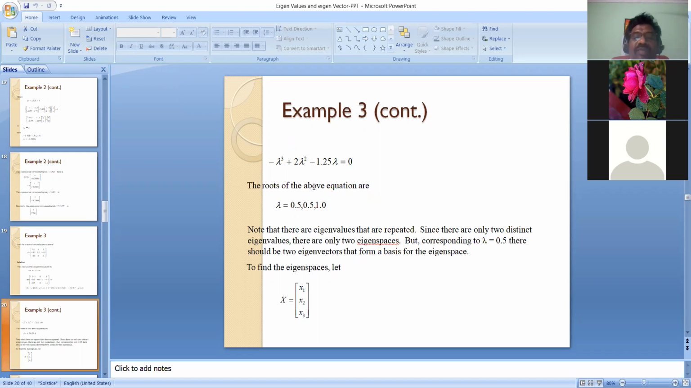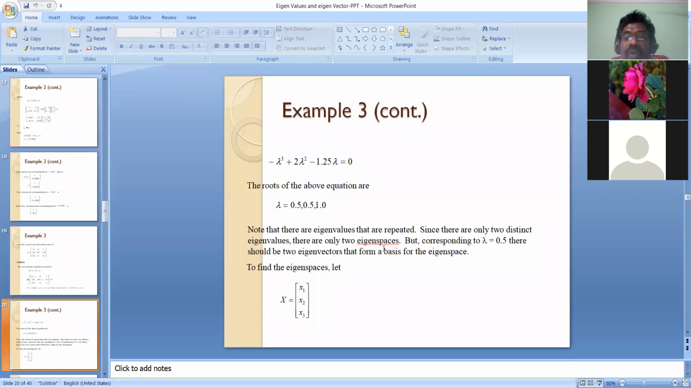So the roots, or the eigenvalues, or the characteristic roots, or the latent roots of the given matrix are lambda equal to 0, lambda equal to 1, and lambda equal to 0.5, 0.5, and 1. Now, note these eigenvalues are repeated. 0.5, 0.5 occur repeatedly.